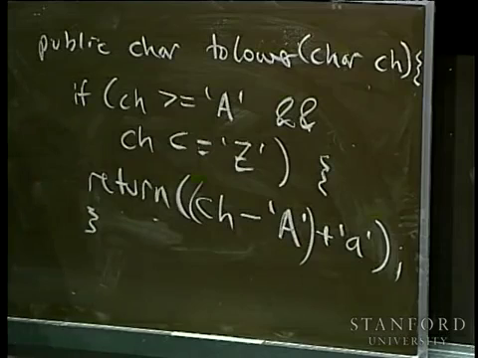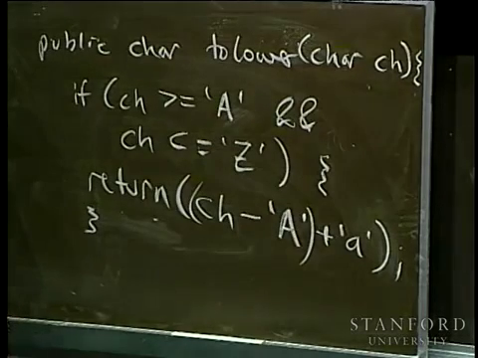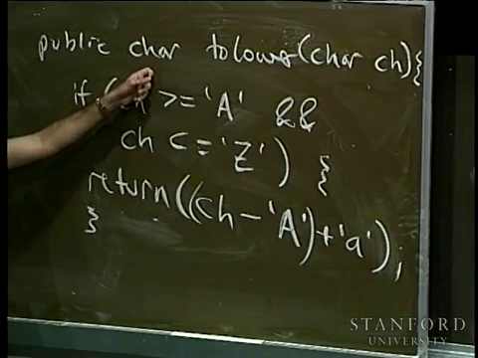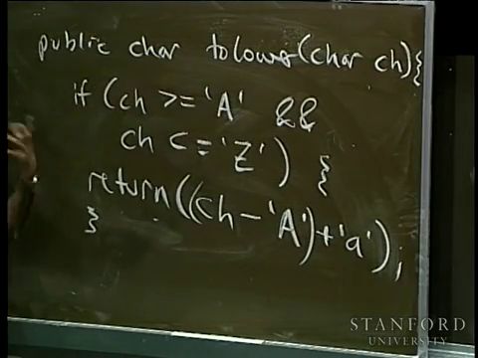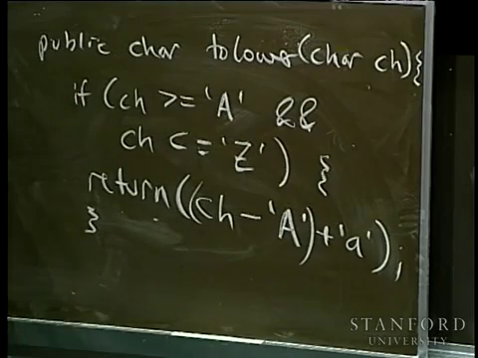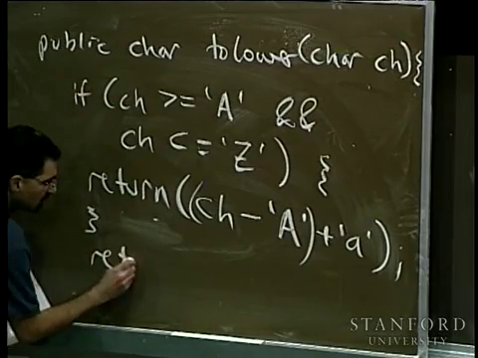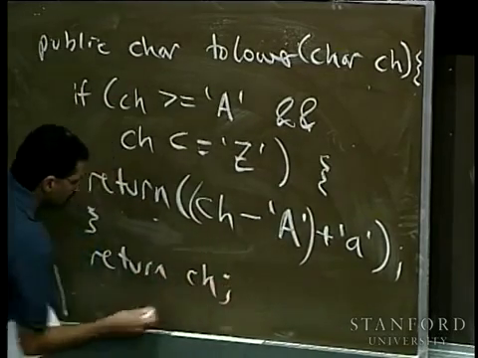Otherwise, what happens if I'm not in the uppercase alphabet? I just say, hey, you wanted the lowercase version of exclamation point? Not happening, buddy. You get exclamation point back, right? Because I have to still give back a character. I can't give you back this big, giant goose egg and say, so sorry, thanks for playing. I can't do that because goose egg is not a character. So I just return ch unchanged.